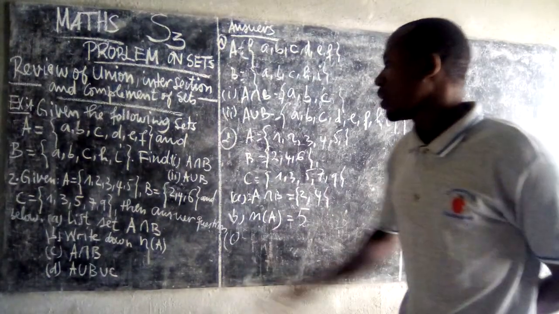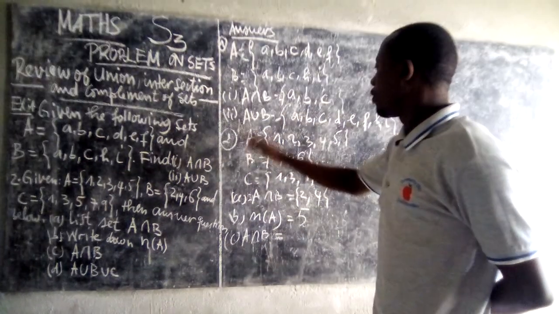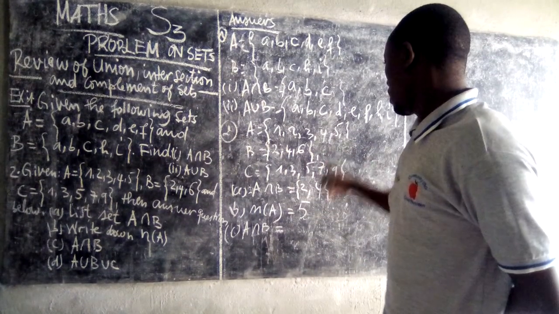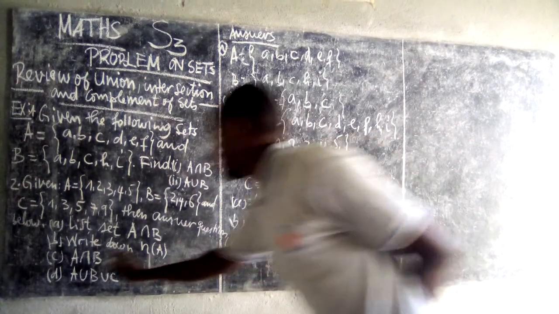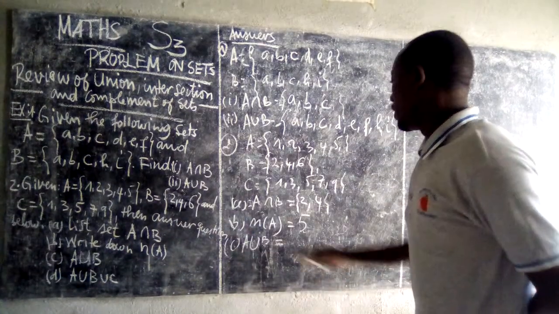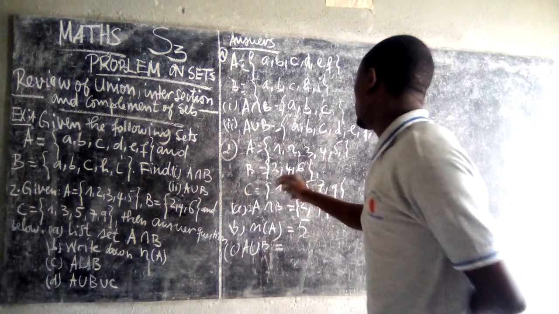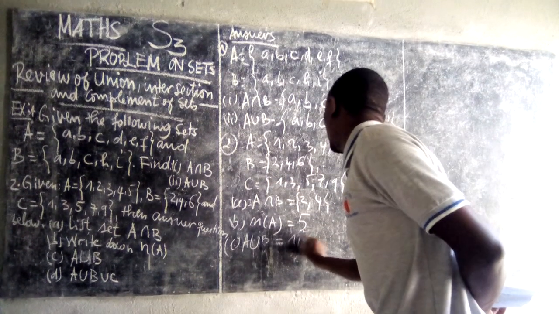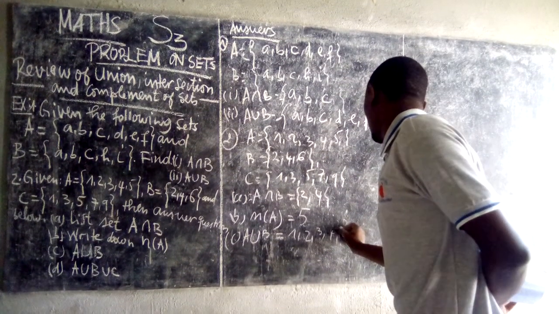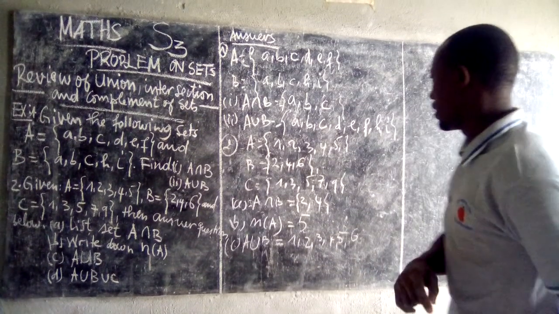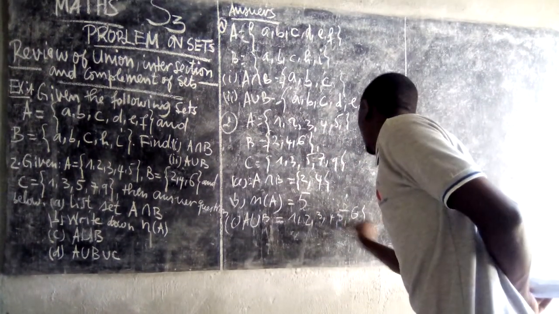About C, A intersection B is the elements that A and B share. This one is the union. The A union B means all elements of A and B without repeating. It means 1, 2, 3, 4, 5, and 6.